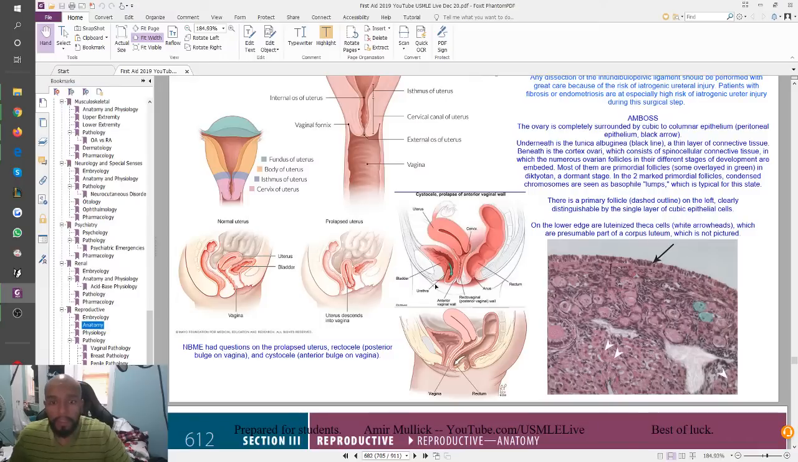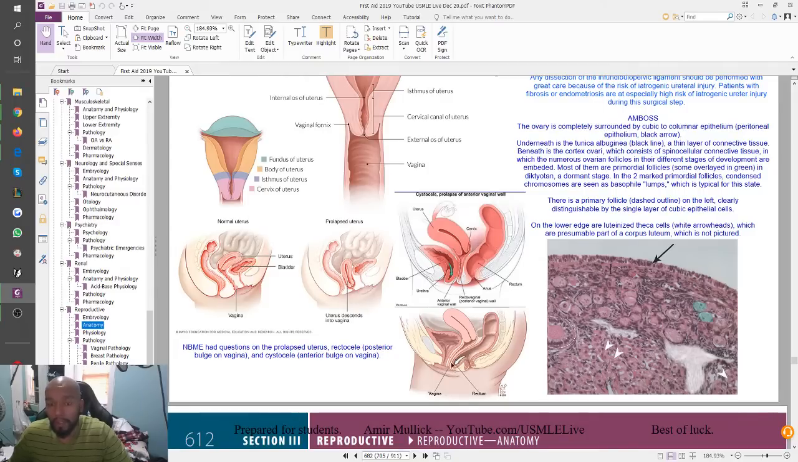Okay, so this stuff, right? Remember we looked at this earlier in reproductive? We talked about different kinds of bulges you can have down here. So we looked at the cystocele. A prolapsed uterus was really easy. This is just the uterus coming down from where it's normally supposed to be. Then you have the cystocele and a rectocele, right? The cystocele being the bladder bulging this way, and this is the anterior part, an anterior bulge. Or you could have a rectocele where the rectum is bulging this way.